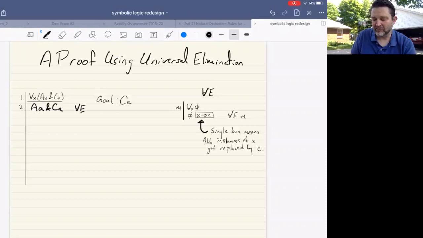And again, all we have to cite there is that universal statement given at premise 1, which shows that all things in our domain of discourse are A and also C. So it follows then that A must be A and C. And then from this, we can derive that A is C, and that gives us our goal. Okay, that's your proof using universal elimination.